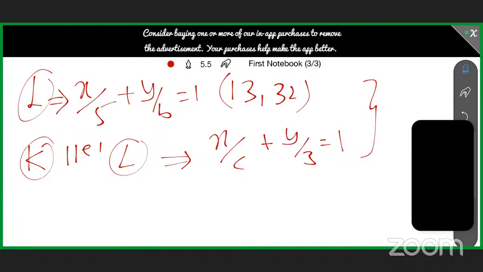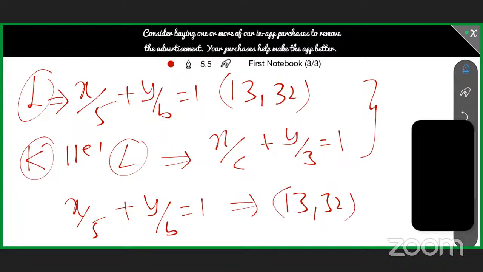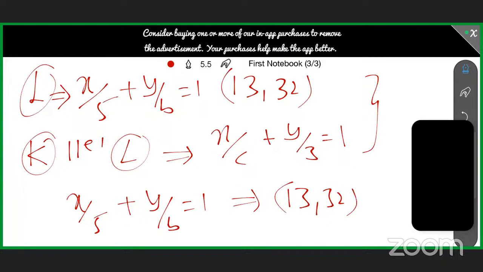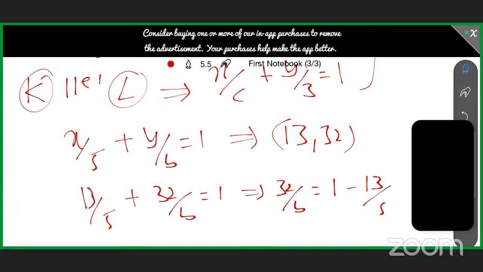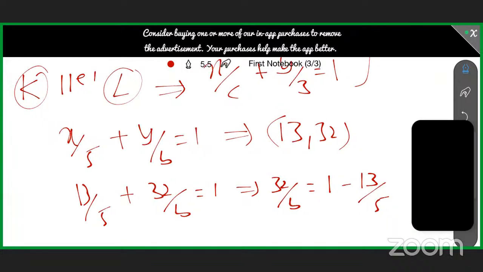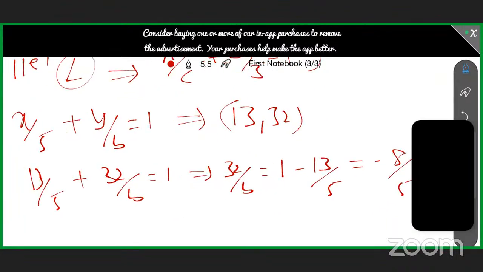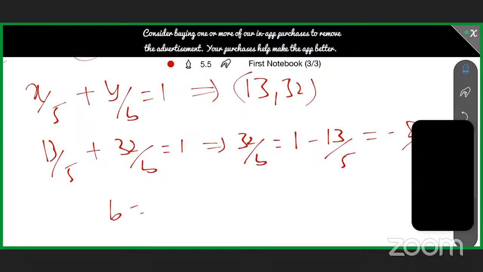So first, what is given? Line L: x by 5 plus y by b is equal to 1. This line is passing through the point (13, 32). Correct, no? This point has to satisfy the equation. That means 13 by 5 plus 32 by b is equal to 1. Therefore, 32 by b is equal to 1 minus 13 by 5, that is equal to minus 8 by 5. Cross multiply. b is equal to 32 into 5 by minus 8.